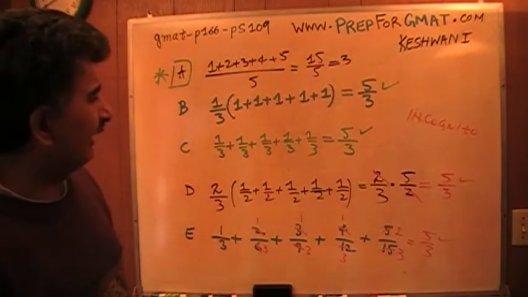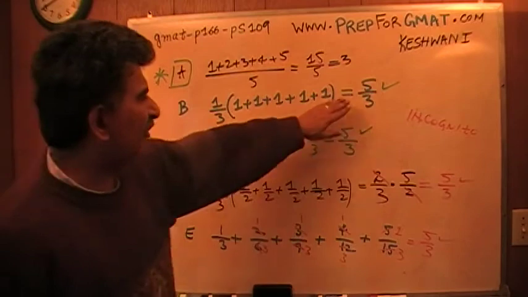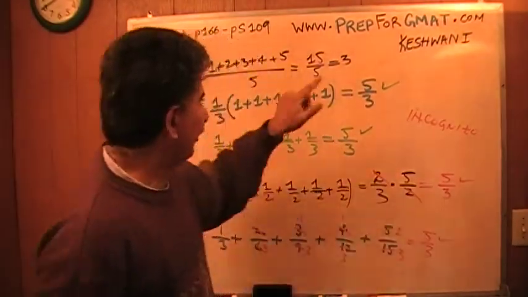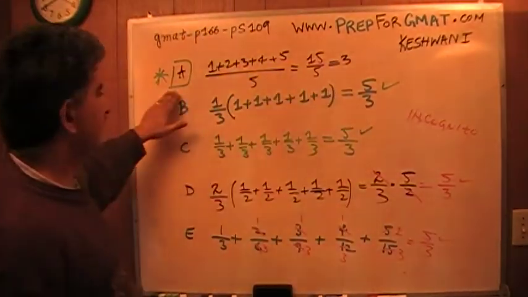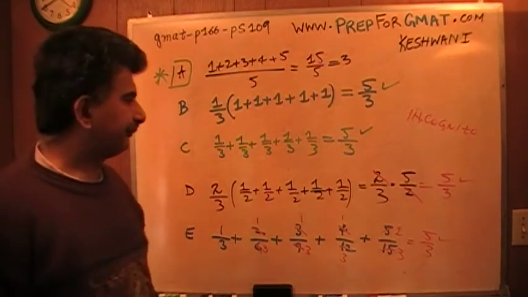But as you can see, every single answer choice boils down to 5/3, except one, the very first one, A. That's it.